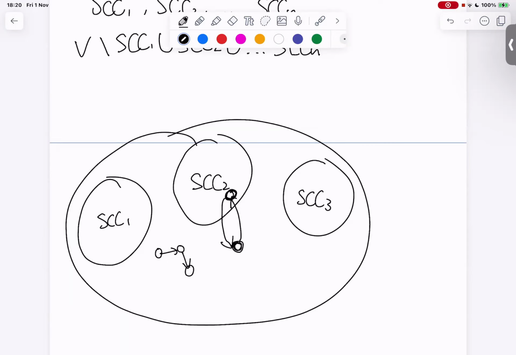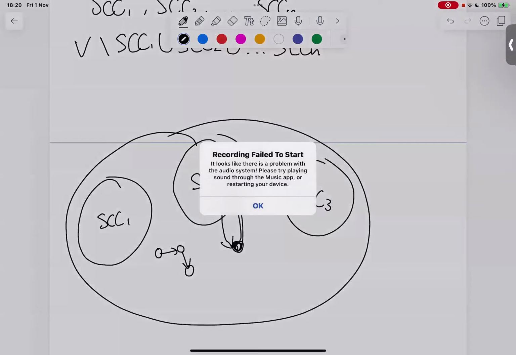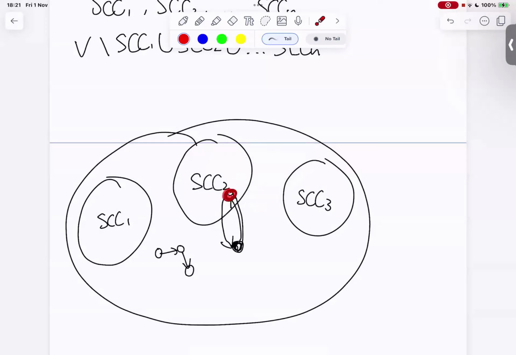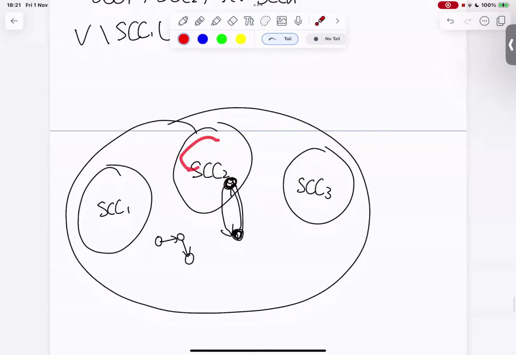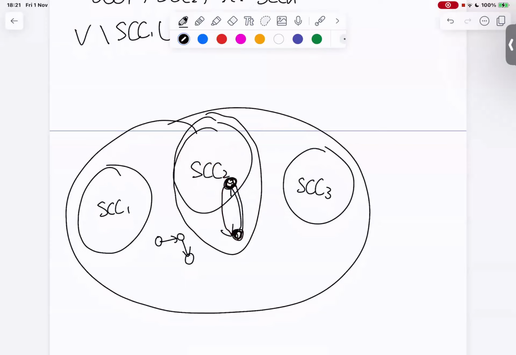Now from this vertex, you can visit this vertex, and from this vertex, we can visit every other vertex. And from every other vertex, we can visit back to this vertex, and from this vertex, we can also visit back here. So now this whole component becomes one single strongly connected component, and we just need to add these two edges.